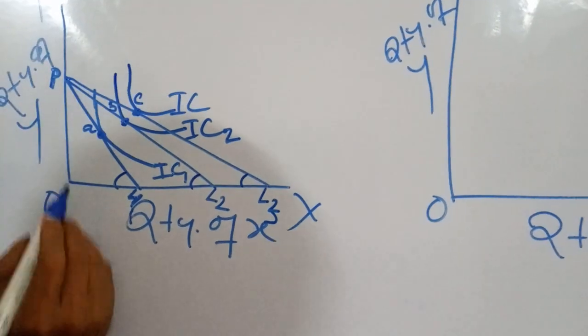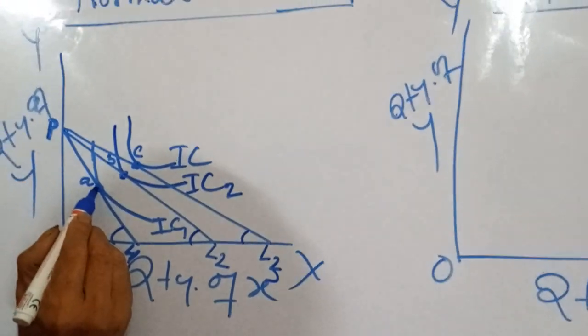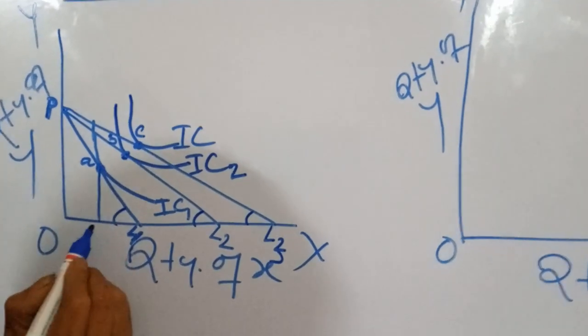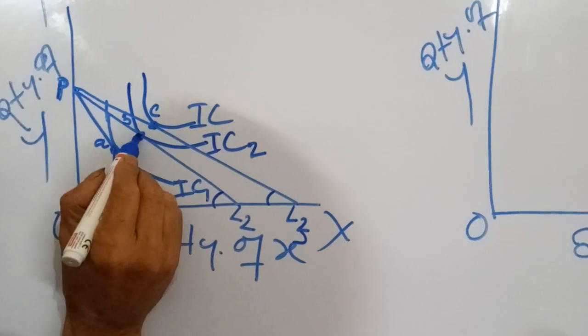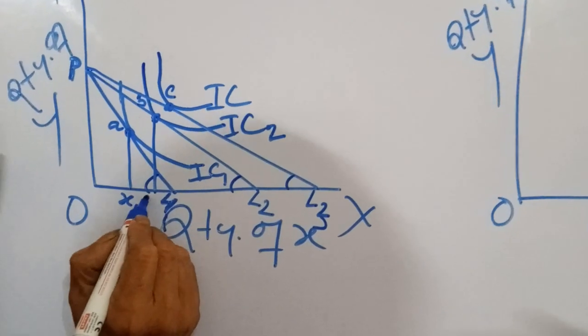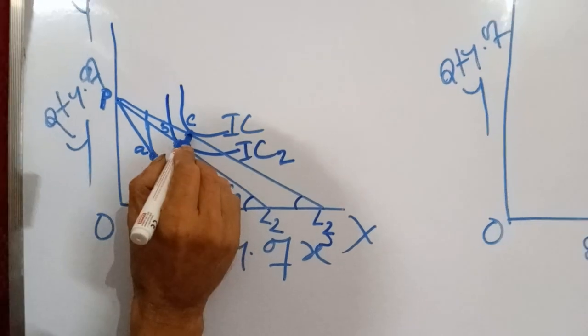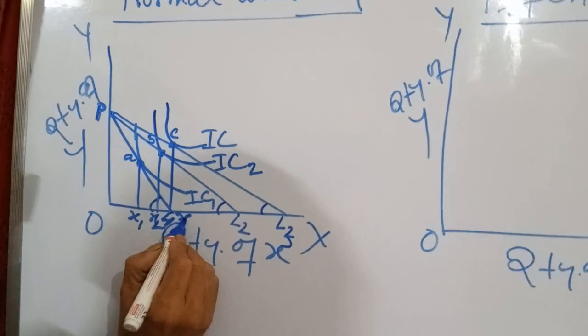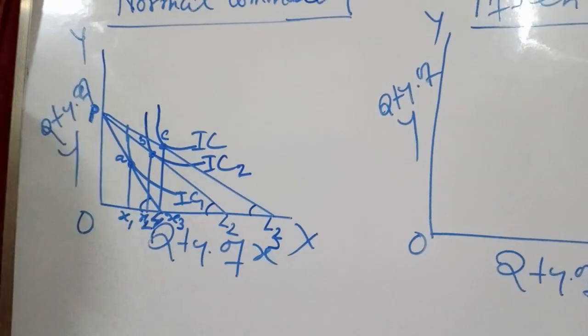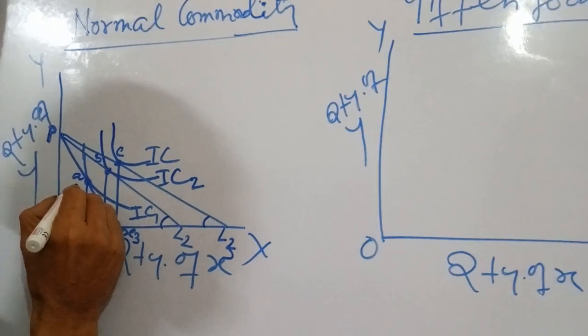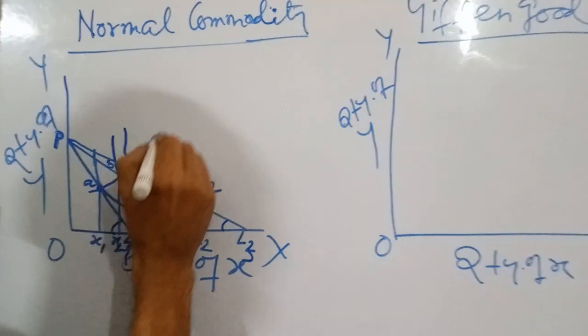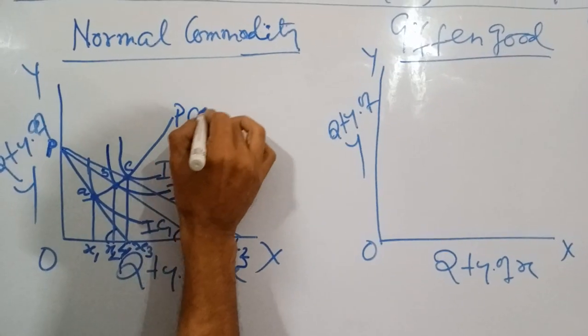Now, at point A, the consumer was consuming, say, X1 units of X. At point B, the consumer is consuming X2 units. And at point C, the consumer is consuming X3 units. Now, if we join these points of tangency, we get the price consumption curve.